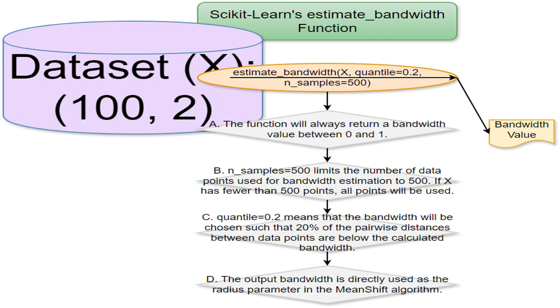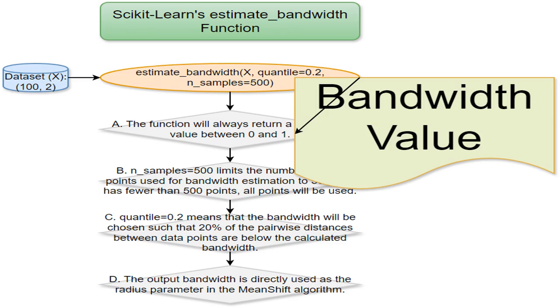My dataset, X, is a table with 100 rows and 2 columns, representing 100 data points each with 2 features. Think of it like a spreadsheet with 100 entries, each having 2 numbers describing it. The function's output is a single number representing the bandwidth, the ideal distance scale to use for clustering.